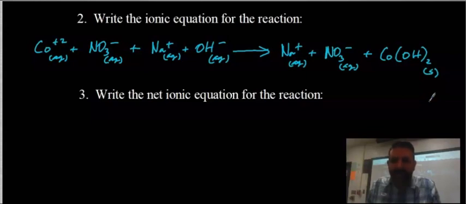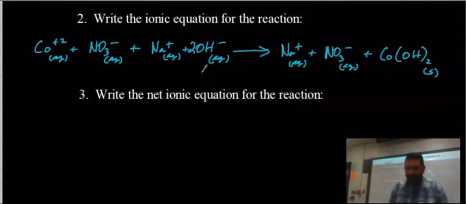So the only thing we need to balance is hydroxide here. 2 hydroxides on the right, so I need 2 on the left. Alright, so that is our balanced ionic equation, which is called. Everything that's in solution is shown dissociated. Let's take it one step further, and let's write the net ionic equation.